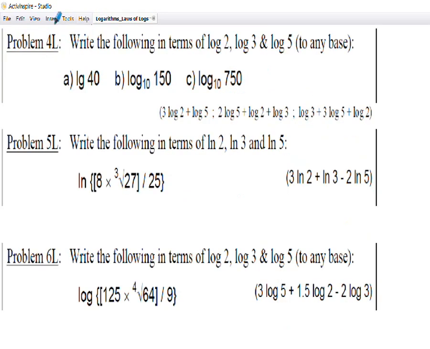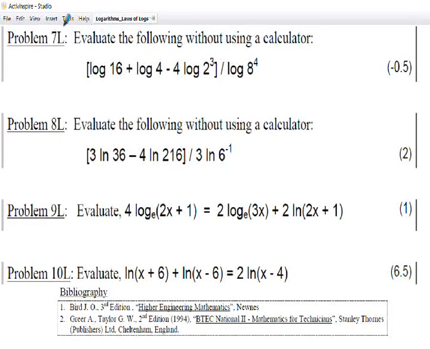I would encourage you to have a go at some problems here, problems 4L, problems 5L, problems 6L, based on our previous examples and questions, and the answers are shown in the brackets on the right hand side here for your reference. Further problems here, problem 7L, problem 8L, problem 9L, problem 10L. I would encourage you again to have a go at these questions and the answers again in the brackets.